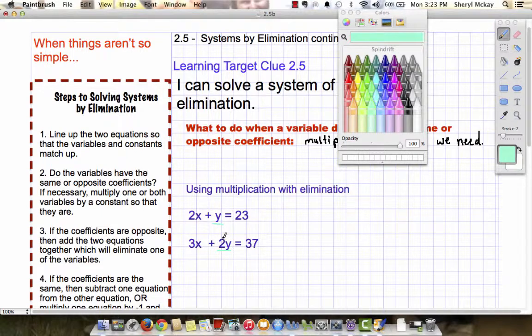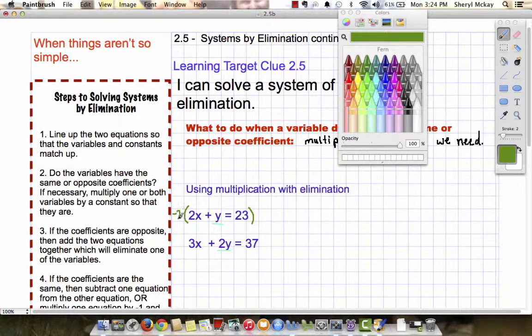So is there anything that I can do to make both of these be the same variable? Well, yes, there is. I could turn this y into a 2y, and really I want to turn it into a negative 2y because I want them to be opposite coefficients so that when I add them together, it'll just automatically eliminate or disappear. So I want to take my first equation and I want to turn that y into a negative 2y. So what do I have to multiply by that y to get a negative 2y? I have to multiply by negative 2.